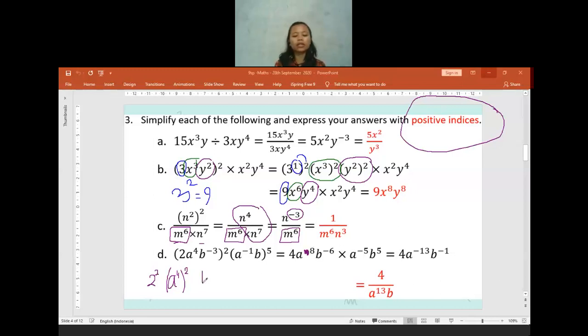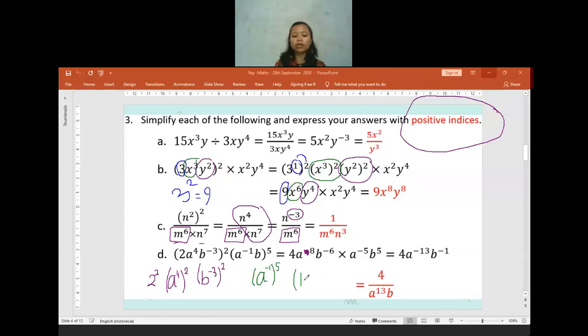And then the b is actually having the power of negative 3, and then it gets the power of 2. Power meet powers, we do times. Negative 3 times 2 will be negative 6. Now for the second bracket, we also do the same thing. For the very first one, we have a to the power of negative 1. It gets a power of 5. So now we multiply the power. Negative 1 times 5 will be negative 5.